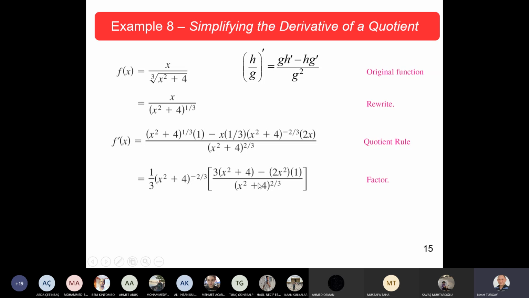Okay, so the denominator doesn't change. Just this part is rewriting. This is just the calculation part. Here again, this part is very important. Derivative of this is this guy: 1 over 3 times this one to the power minus 2 over 3 times 2x. And then you can simplify and get the final answer.